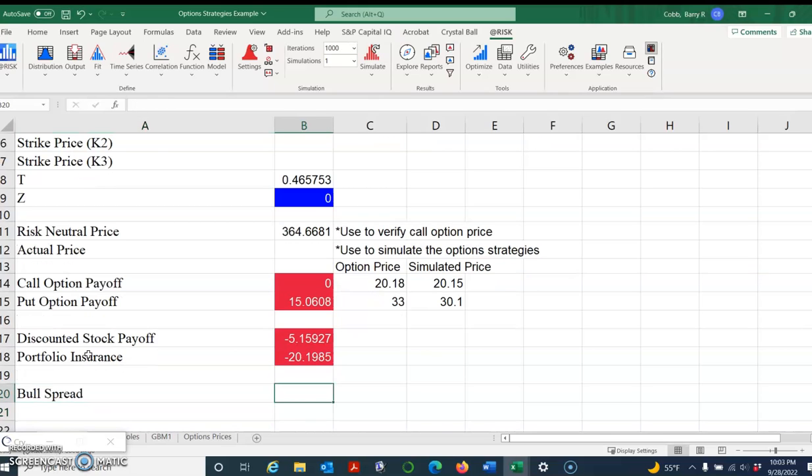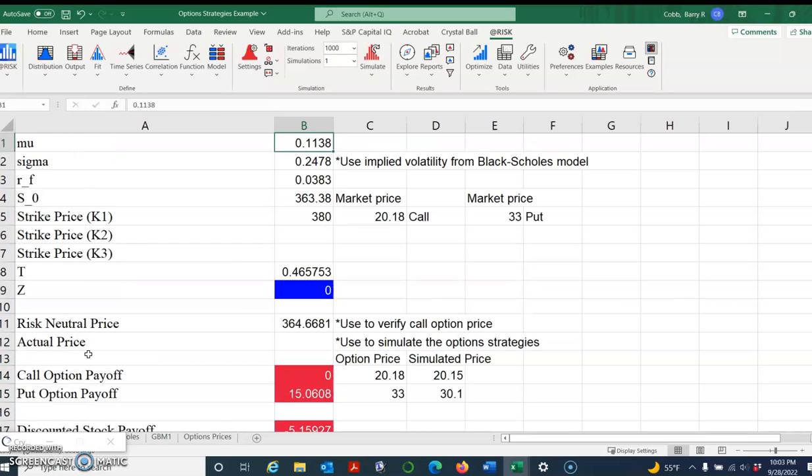The Bull Spread strategy is a strategy that gives a certain payoff if the stock price increases over a certain amount. What we would do with the Bull Spread strategy is buy a call option, and then sell a call option with a somewhat higher price. In this case, we've got here a call option on SPY that's at 380, and that had a market price of $20.18.